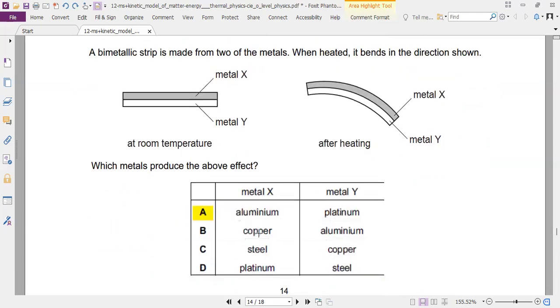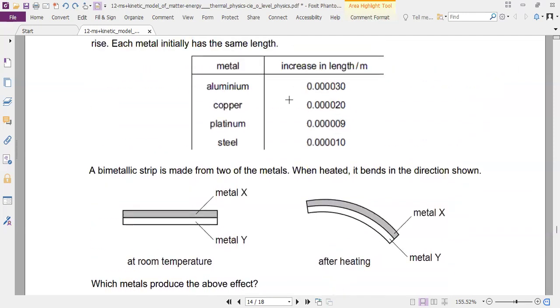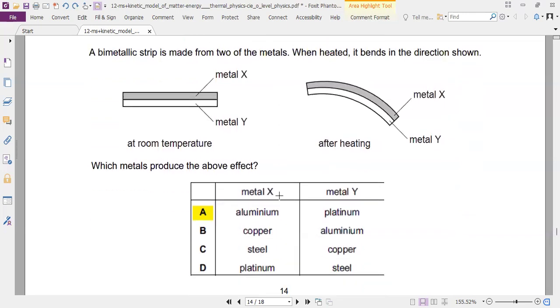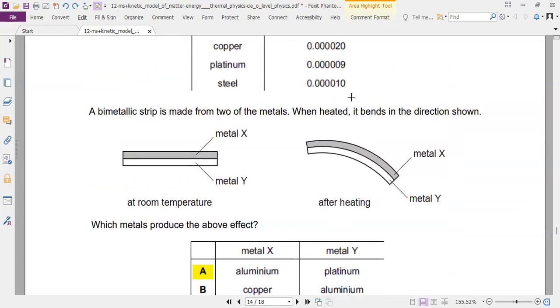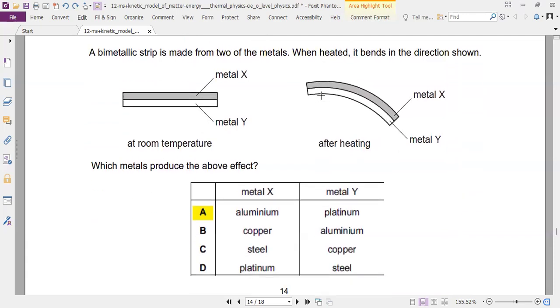Could this be aluminium and platinum? Yes, possible because aluminium expands more than platinum. To be honest, everything with aluminium should be the first consideration. And then aluminium here does not make any sense because aluminium will expand more. In here, steel and copper. So look at the steel. Steel and copper. Copper has more expansion than steel, so copper can't be in Y place.